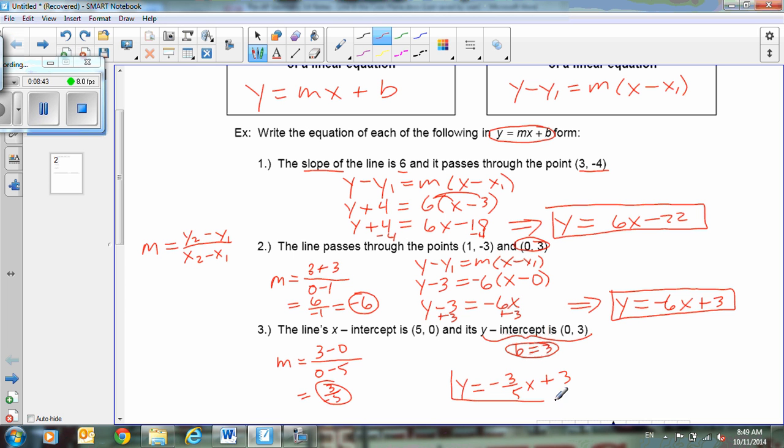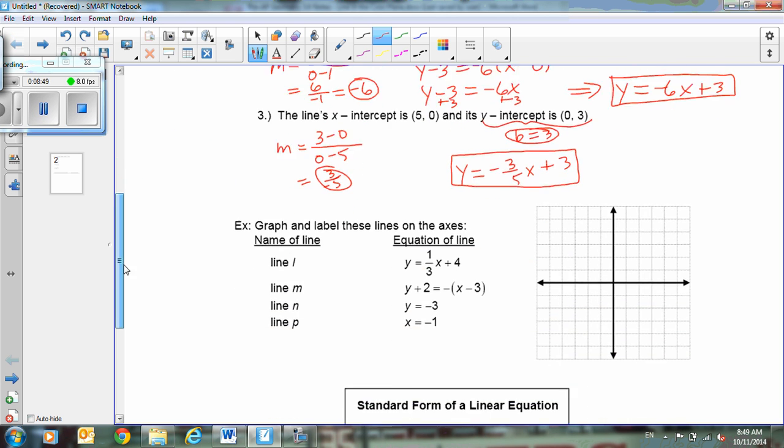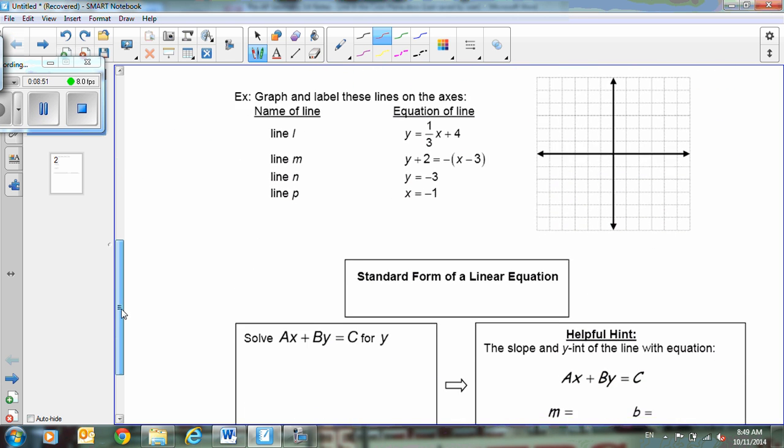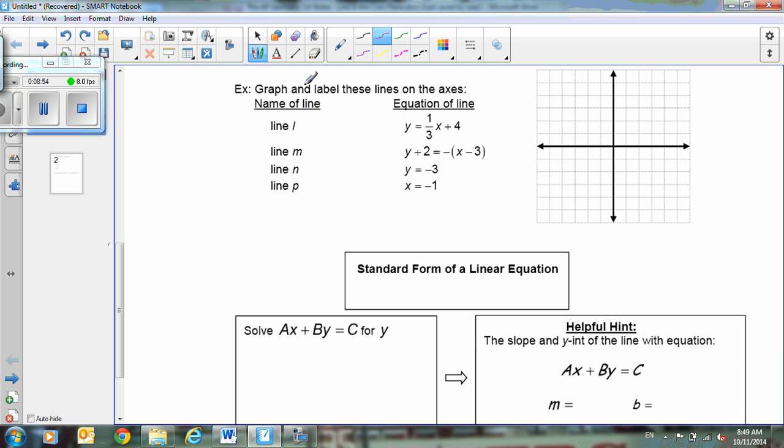All right. The next thing we're going to do is practice graphing some lines from the equations of lines. All right, so let's take a look at this first line we're being asked to graph. It says graph and label these lines on the set of axes. Okay, line L has this equation. Notice this equation is in slope-intercept form.